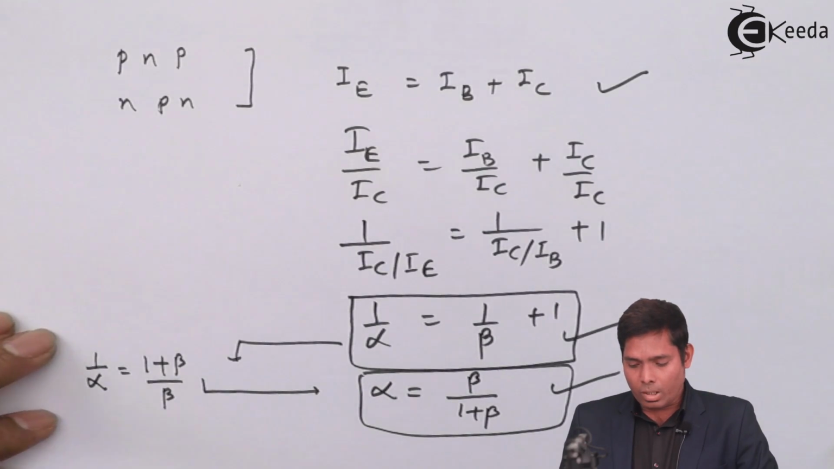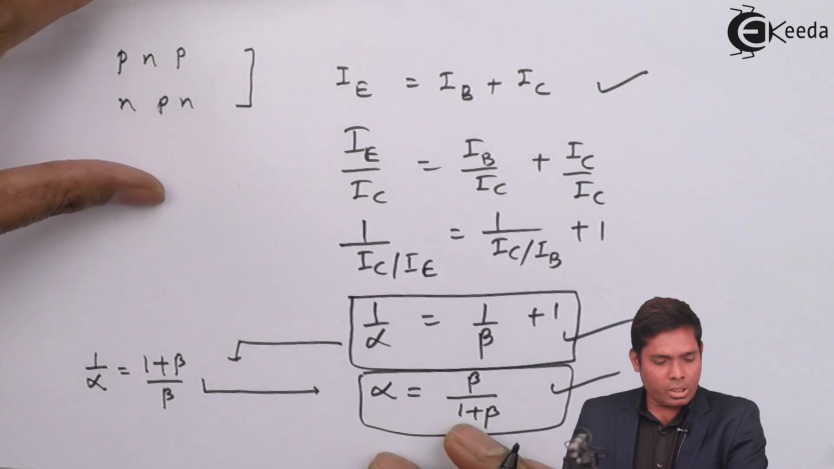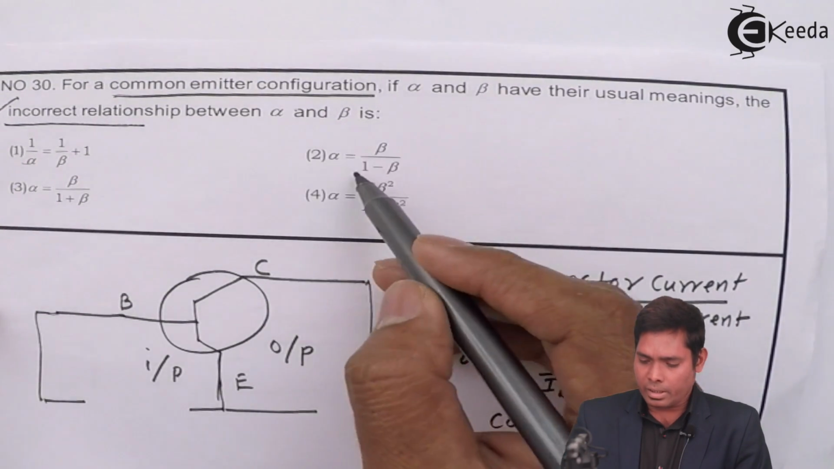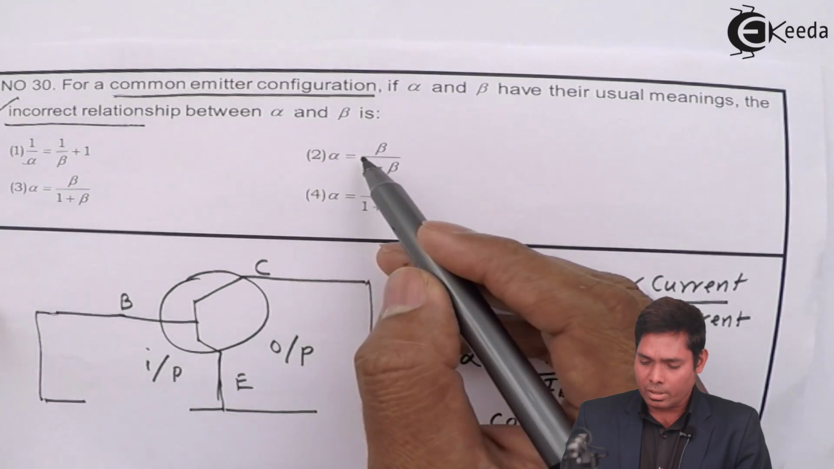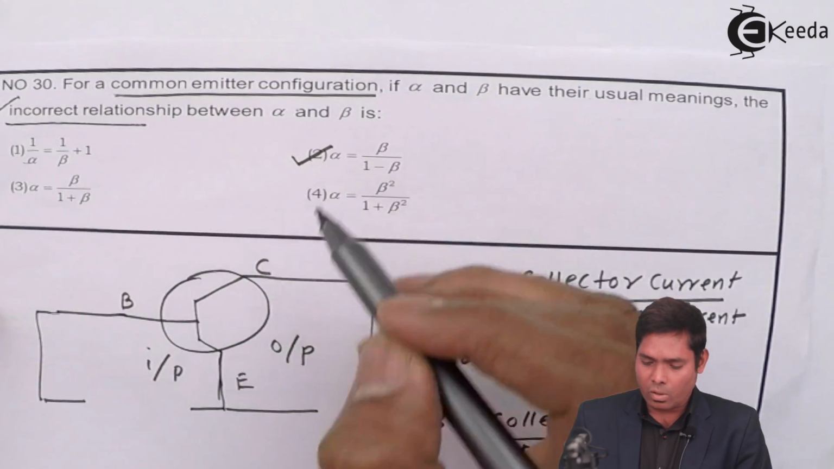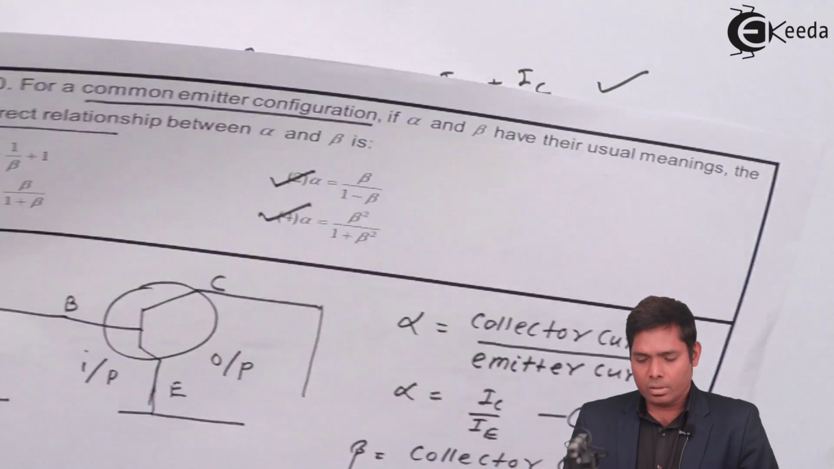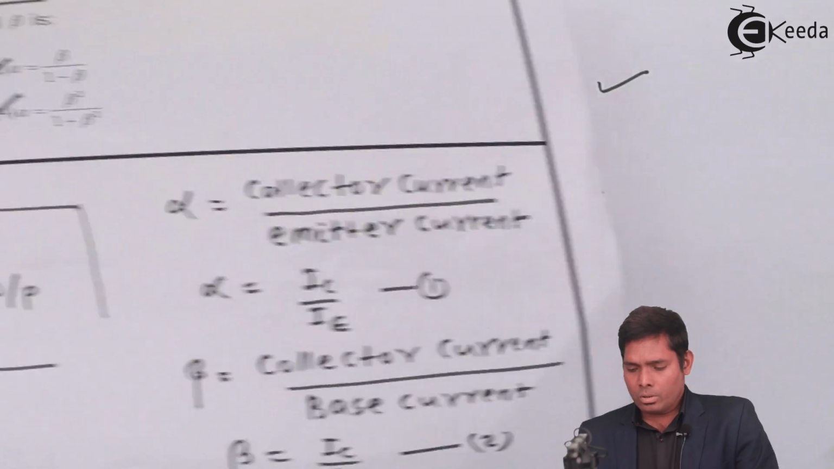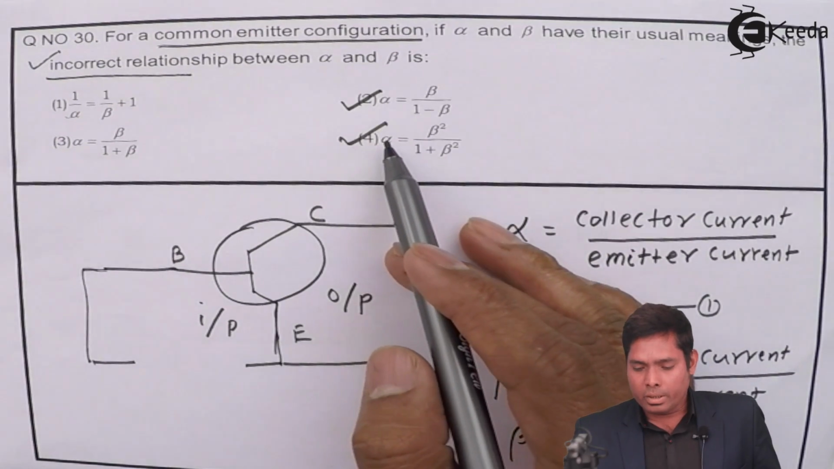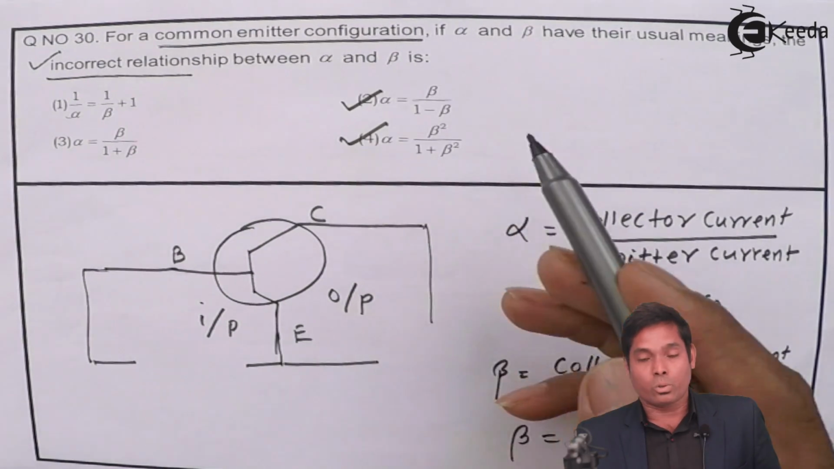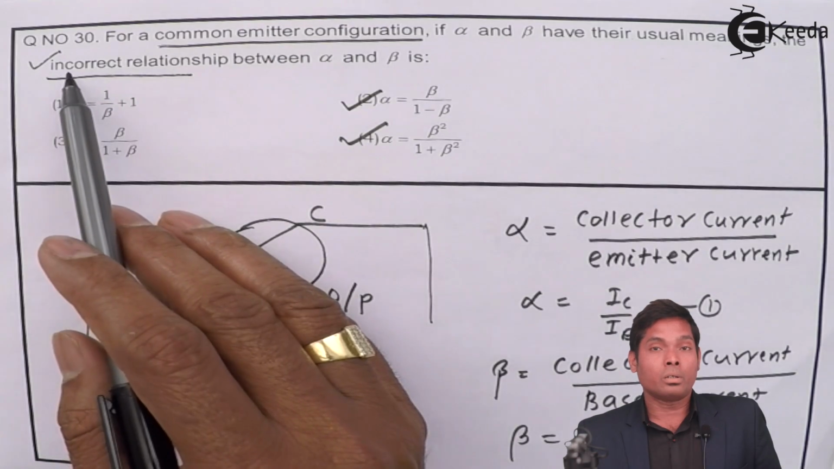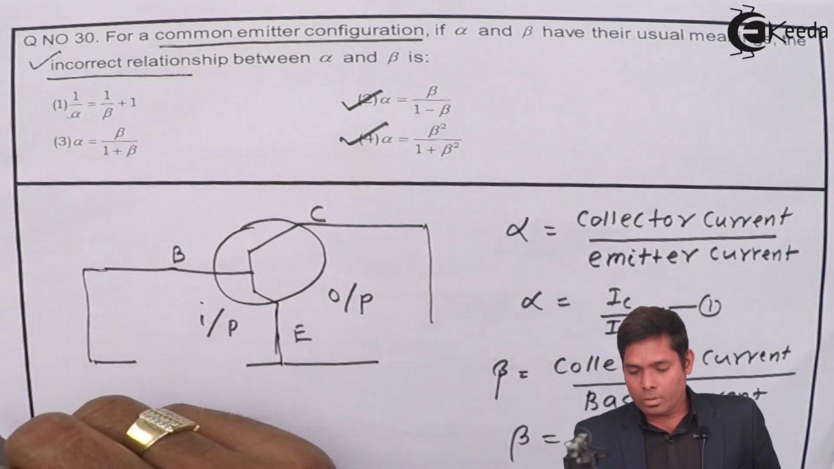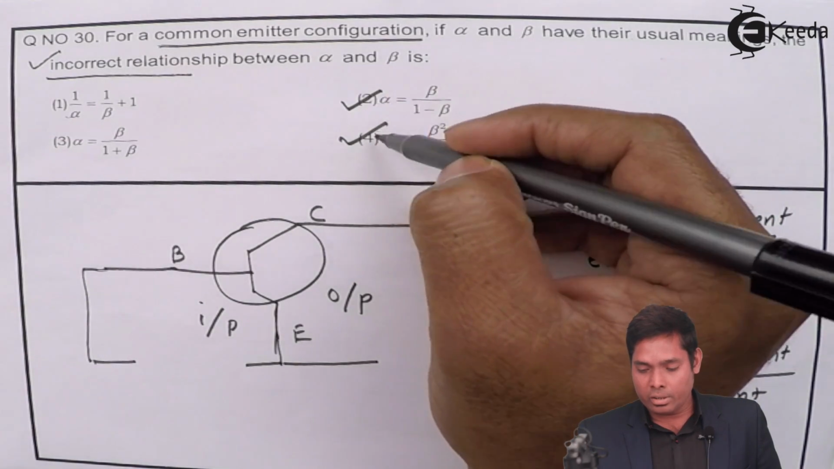Now we have to see, if that is the case, then this is not correct. So this is the wrong answer, and that is the answer to our question. This is the wrong answer. This also is the wrong answer. So therefore, options number 2 and 4 are incorrect. That is the answer to this question, because we have to pick the incorrect relations, not the correct ones. So these are the incorrect relations.